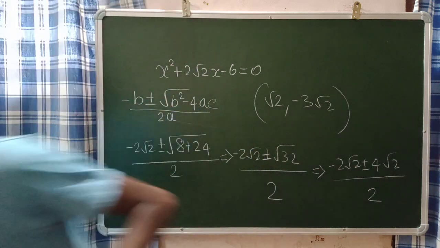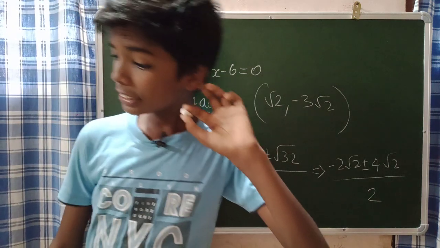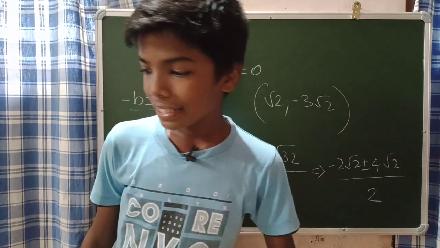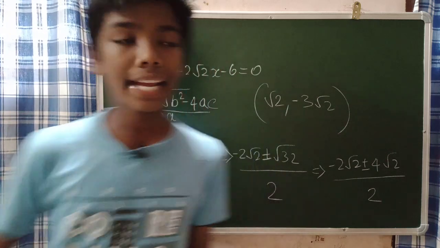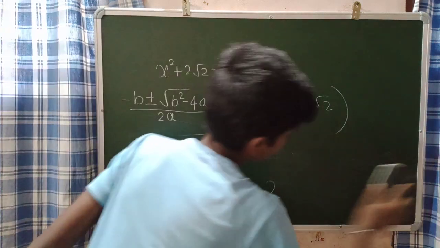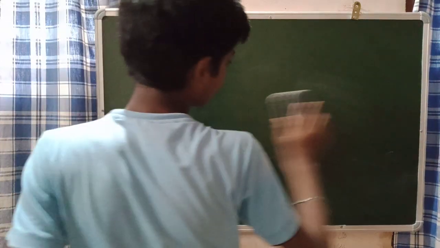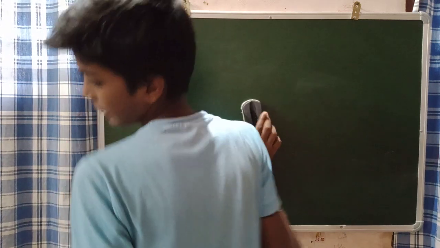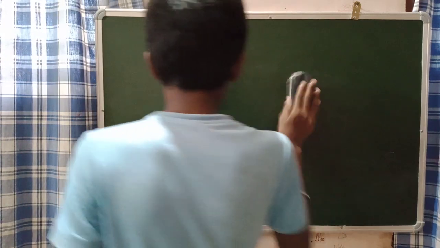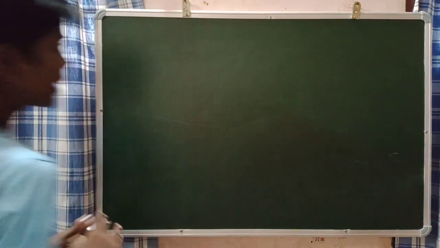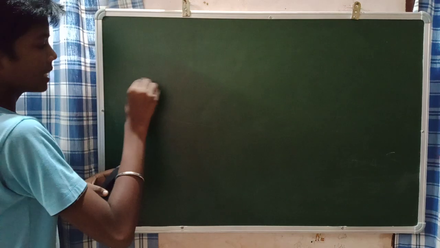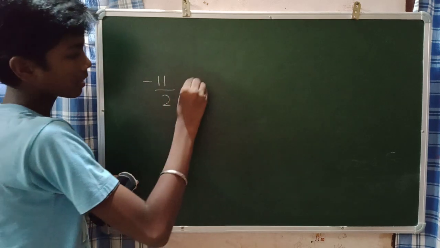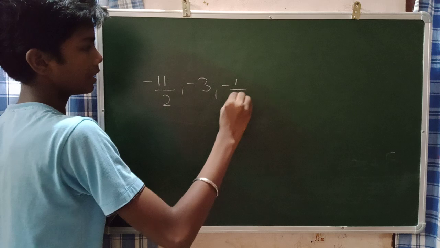So, the second question is: which term of the AP (arithmetic progression) minus 11 by 2, minus 3, minus 1 by 2, is 49 by 2? So, I will write this, guys. The second question is asking which term of the AP minus 11 by 2, minus 3, minus 1 by 2 is 49 by 2. I will write the sequence here, okay. So, the sequence is minus 11 by 2, minus 3, minus 1 by 2.